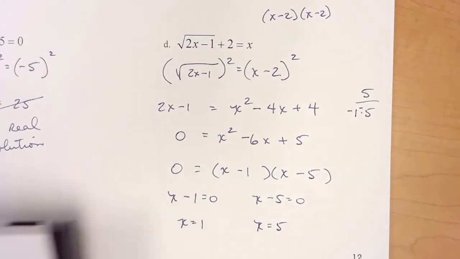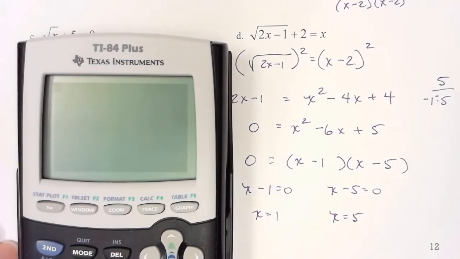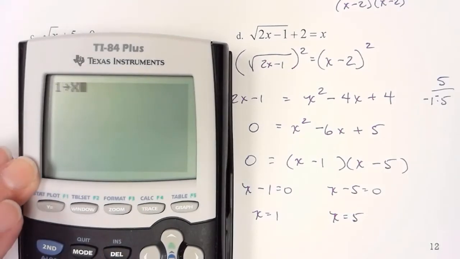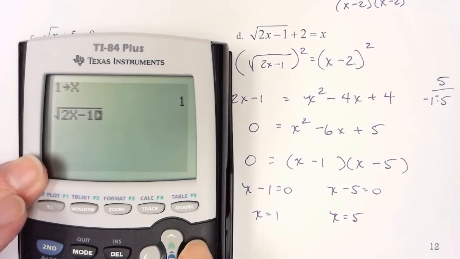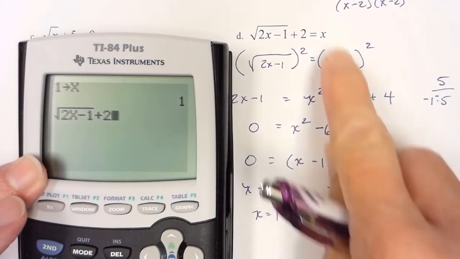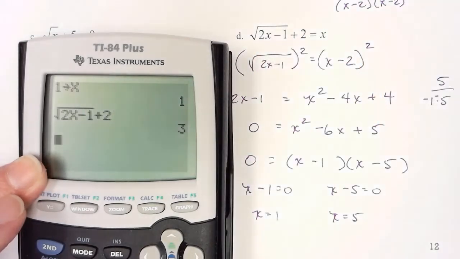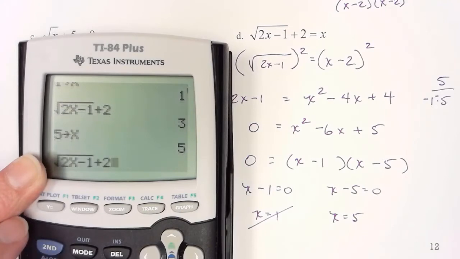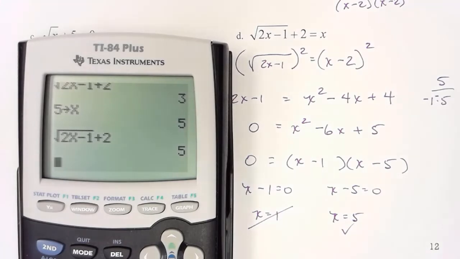So let's go check those and see if they work. See if I can get my calculator in here. So 1, stored for x, go back up to my original. So square root of 2x minus 1 plus 2. My x over here, since I'm working with 1, if this comes out to be 1, then I'm okay. Well, it doesn't. Let's see if the 5 will work. That one does. So I do have just one answer on this one.